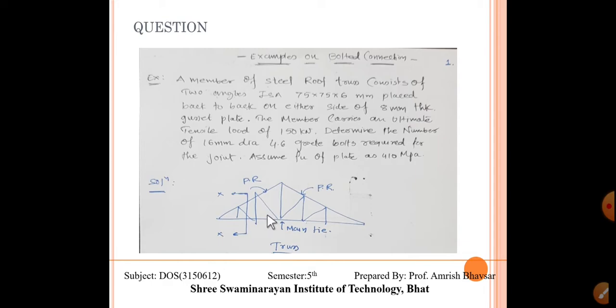But in this case they have given us two ISA 75 by 75 by 6 mm back to back on either side of the gusset plate. So the remaining members are: this is the vertical member, this is an inclined member, then vertical, inclined, vertical. The inclined member is also called a diagonal member. So in this case, we have to understand this phenomenon of the truss.